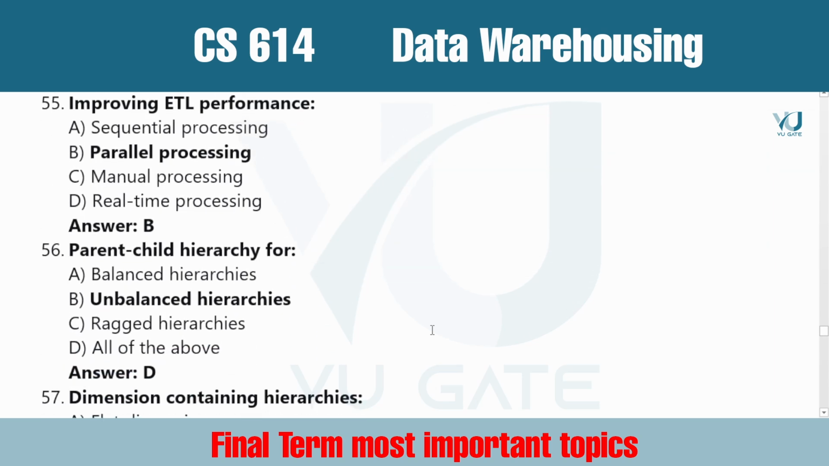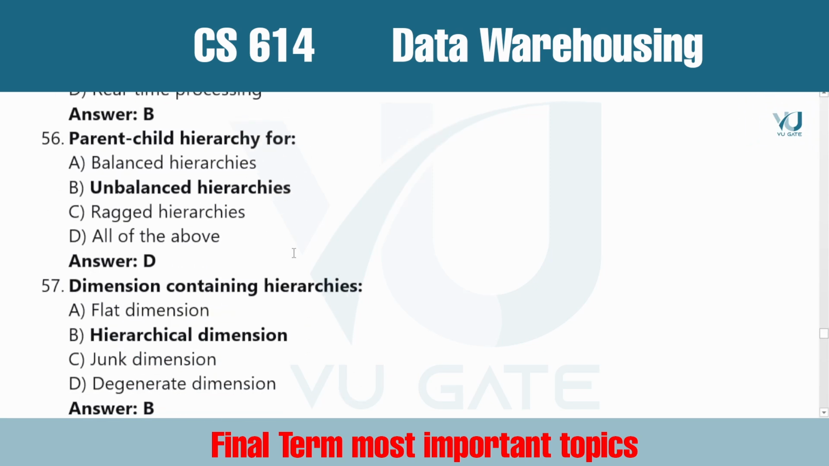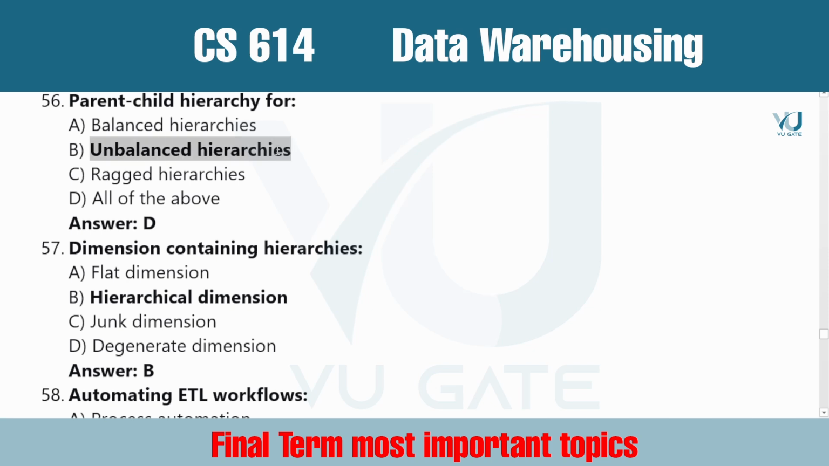Question 55, improving ETL performance. The correct answer is option B, parallel processing. Question 56, parent-child hierarchy for. The correct answer is option D, all of the above.